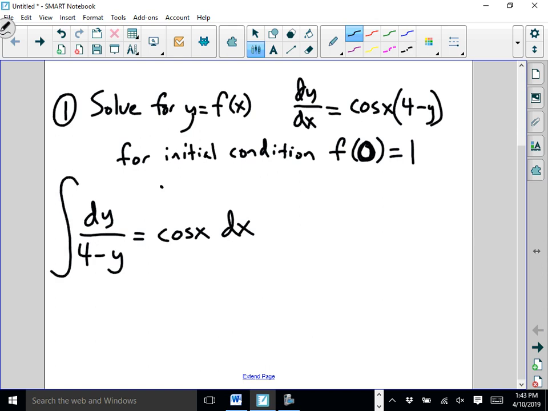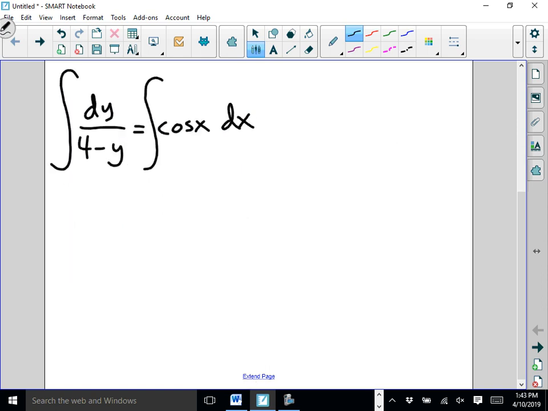dy over 4 minus y is going to be a natural log integral, but what I want you to pay attention to there is because that variable y is negative, it's going to be negative natural log absolute value 4 minus y. It's not because there's a minus, it's because the variable is negative. If it was y minus 4, it would be positive natural log absolute value y minus 4. Okay. Antiderivative of cosine is sine plus c.